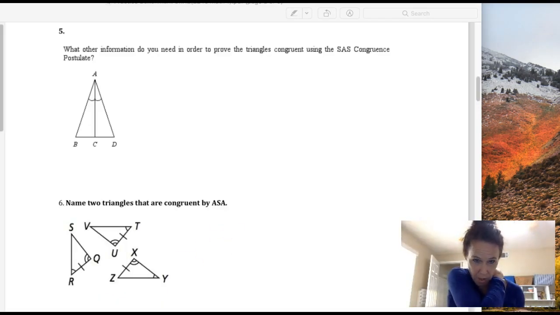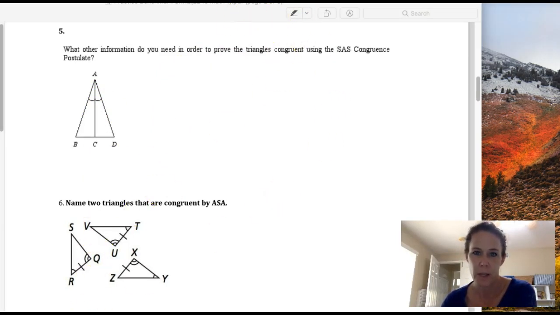Okay, number 5 says, what other information do you need in order to prove the triangle is congruent using the side angle side congruence postulate? Okay, looking at this, we have these 2 angles congruent, and we actually have a side congruent. It's not labeled, but I know this side is included in both triangles, so it's congruent to itself by the reflexive property. So you have an angle and a side, and we want side angle side. So in order to make that work, we would have a side and angle. We would need this side, and then we have a side and angle, and we would need this side.